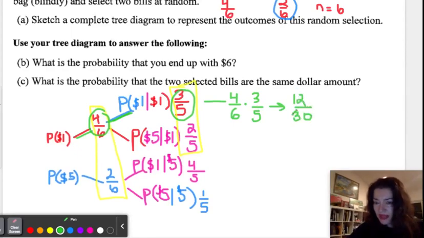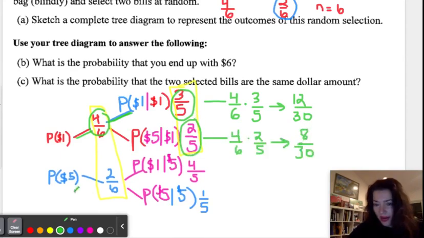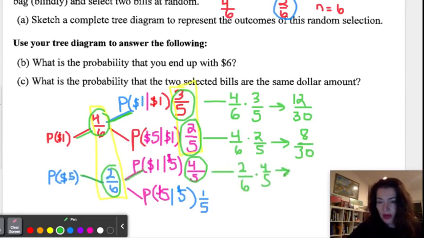I'm going to leave this as a fraction right now, because when we finish our last tree branch, our total outcome should add up to 100%. All right, so let's look at the next one. This one is 4 out of 6 times 2 out of 5. Multiplying across will give us 8 out of 30. And on the bottom, I'm going to multiply 2/6 times 4/5. And that would mean I picked $5 the first time and I picked $1 the next time. Multiplying that across, that would give us 8 out of 30 again.